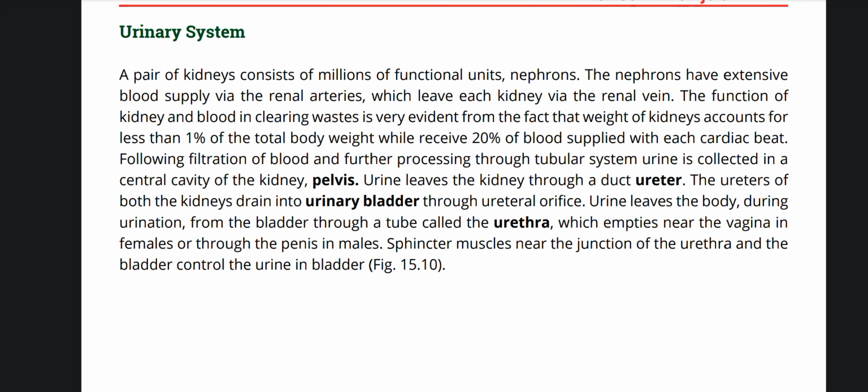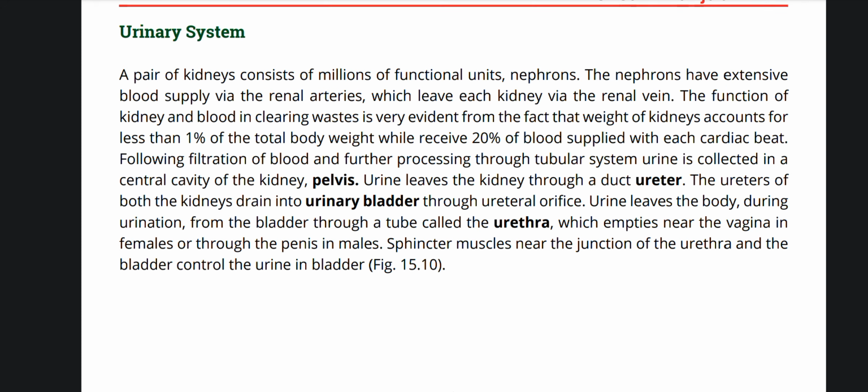Following filtration of blood and further processing through the tubular system, urine is collected in a central cavity of the kidney, the pelvis. Urine leaves the kidney through a duct, the ureter. The ureters of both kidneys drain into the urinary bladder through the ureteral orifice.